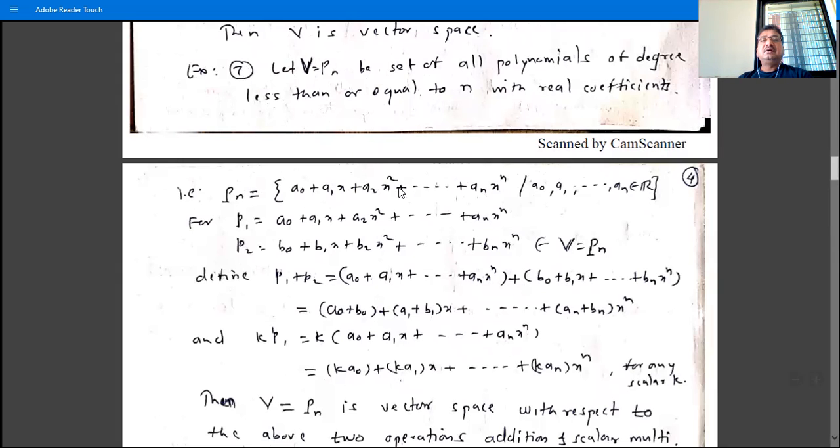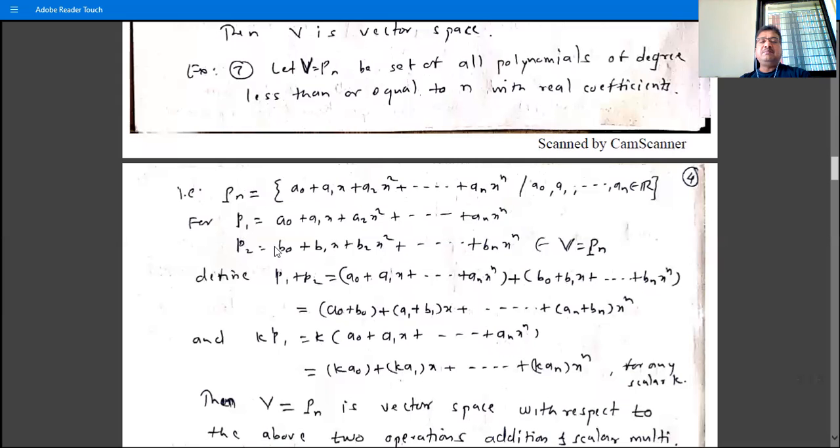The addition of polynomials of degree equal to n is a polynomial of degree less than or equal to n, because while taking the addition of two polynomials, the coefficient of x raised to n may be equal to 0. That's why Pn is the set of all polynomials of degree less than or equal to n. So this word is important: less than or equal to n, with real coefficients.